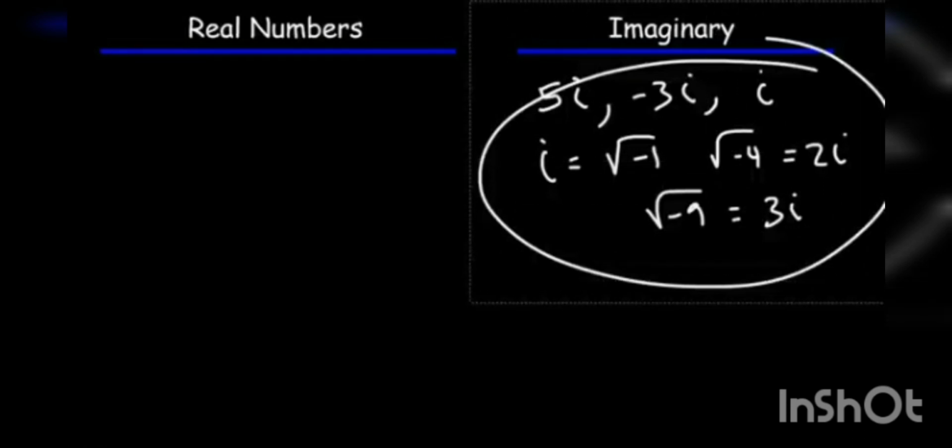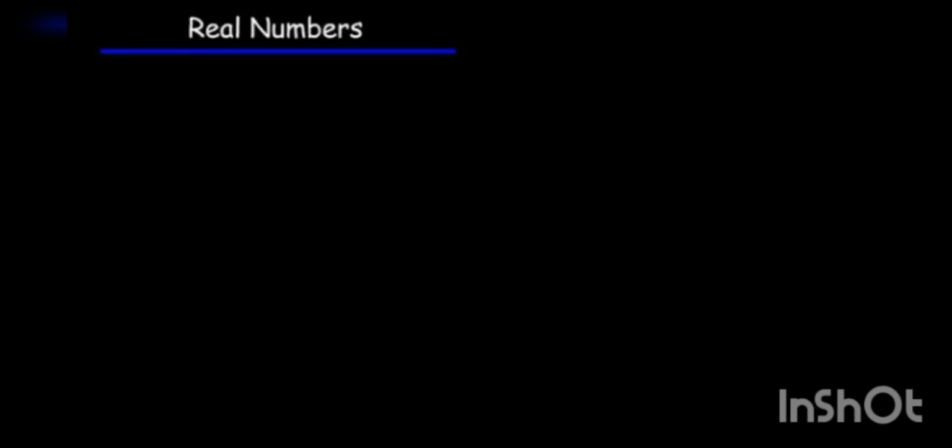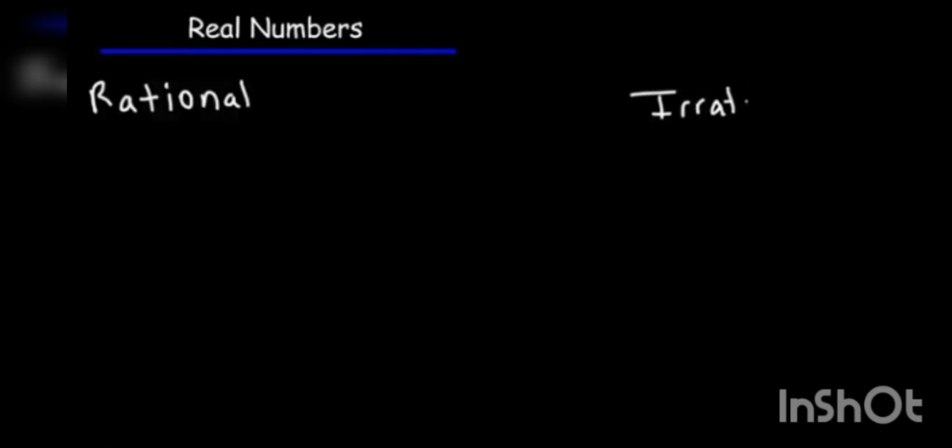So real numbers consist of what we've talked about, which is the rational numbers and also the irrational numbers. When you put the rational numbers and the irrational numbers together, you come up with what we call the real numbers.